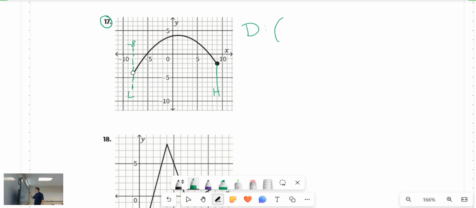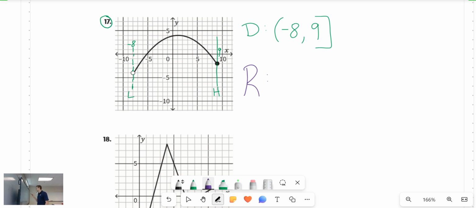Right, so our domain is not included, so with parentheses, -8. And then what is the high value? If we keep going up, it looks like that is 9. I think that's 9. All right, so from -8 to 9, and that is included, right? Because that's a filled in circle, so that is included. And now we'll switch colors. Let's do our range.